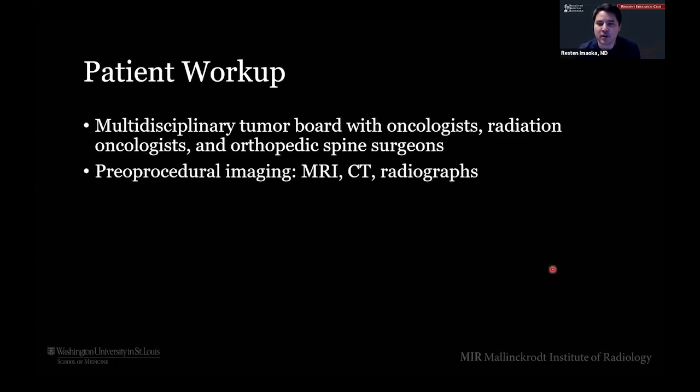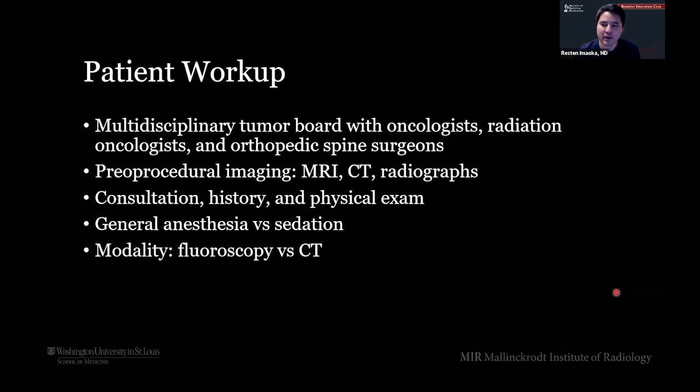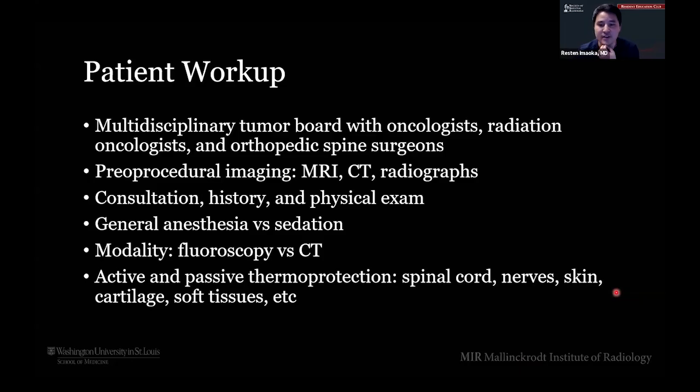So patient workup continues with preoperative imaging, right? You're going to have your MRIs, your CTs, your radiographs. We see them in consultation. We're going to be doing a very detailed history and physical examination to determine what this pain is and whether or not it would be affected by us, whether we can treat it. We talk about the need for things like general anesthesia versus sedation. We start thinking about how we're going to be doing these procedures, right? What modality are we going to use? What nearby structures do we need to potentially protect? And that helps us decide whether we need to do general anesthesia or we can get away with doing something like sedation.